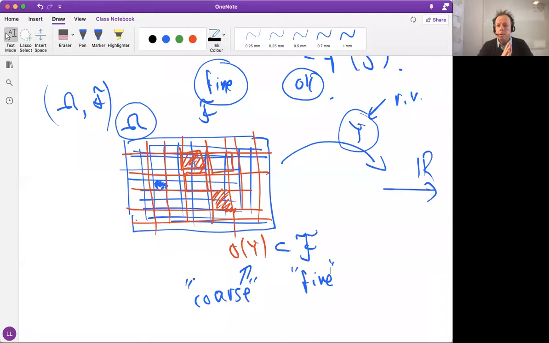All of this, what you have learned now, kind of secretly, you have also learned something about topology. Topologies work the same way. In case you once learned about abstract topology, there are fine topologies and coarse topologies, and they work precisely the same way.